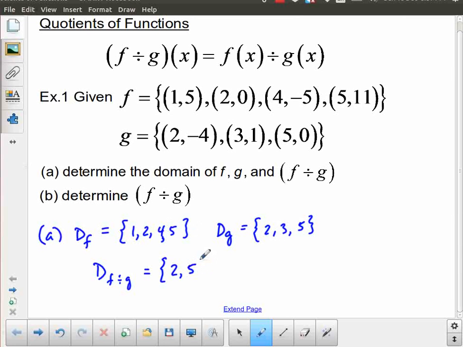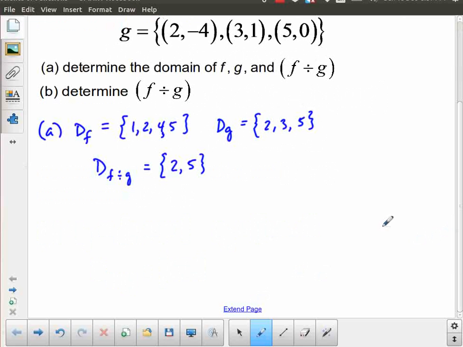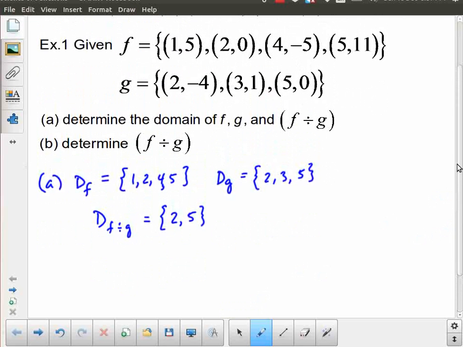So from previous definitions that we've looked at, it would seem that the domain of f divided by g is 2 and 5. But obviously the way I'm qualifying my language here might give you a bit of a hint that it's not quite as simple as that. But we're going to leave that as is, and then we're going to come back to it after we go through and do this f divided by g.